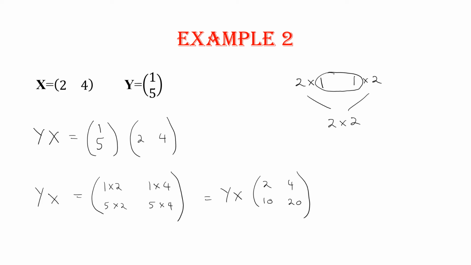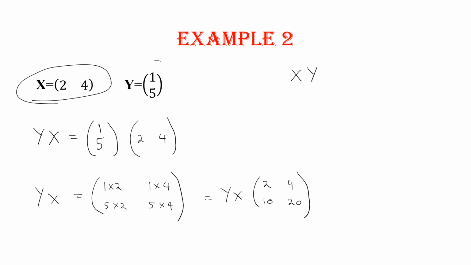So that's a 2 by 1 multiplied by a 1 by 2. It's possible because the number of columns is equal to the number of rows. Good. If we go to reverse this, imagine the question asks us to multiply xy. So not yx, but xy, meaning matrix x multiplied by y. So no, x comes first. Let us see if that is possible.